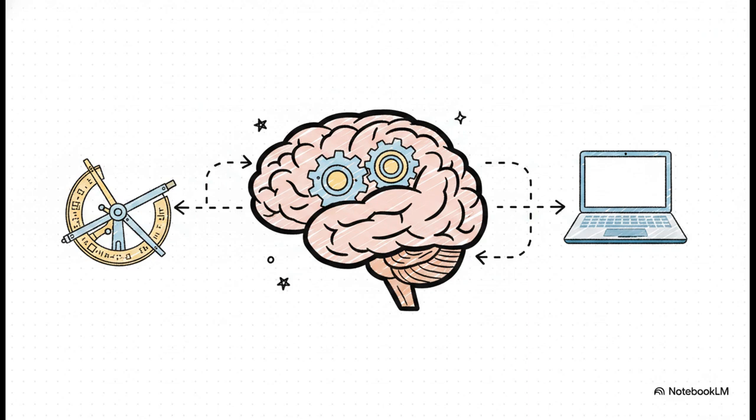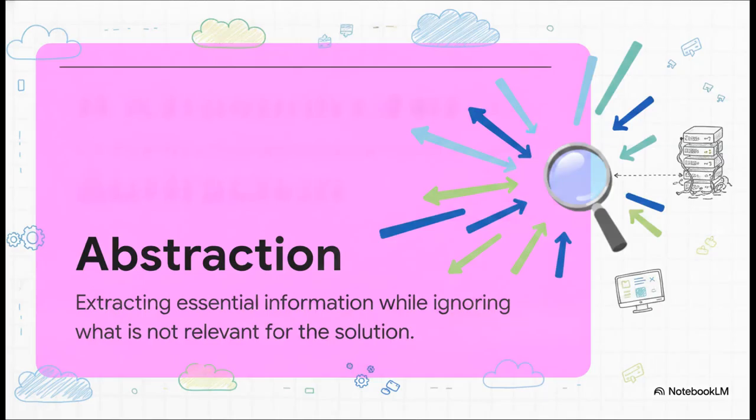And to make this happen, we rely heavily on a couple of very specific techniques. Let's look at the first one. The first big technique is abstraction. Imagine just zooming way out. Abstraction is the process of extracting only the essential information and actively filtering out what is not necessary to solve the problem. Why does this matter?